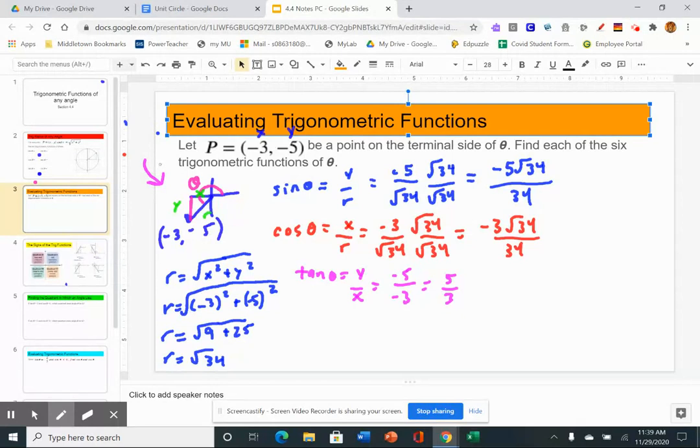So now let's switch up the colors and move to cosecant. Oops. Let me erase that, make it a little neater. Cosecant of theta, which is r over y. So this is root 34 over negative 5.